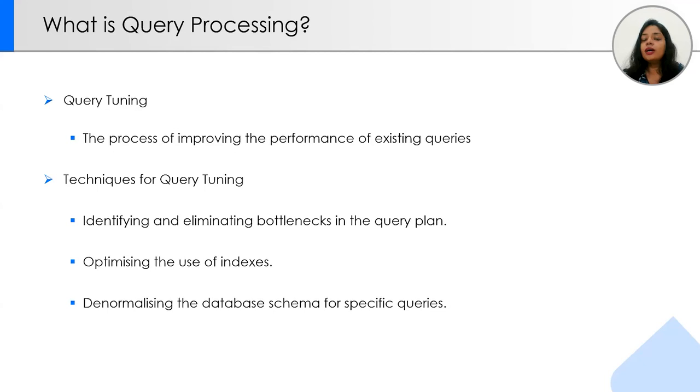Then comes optimizing the use of indexes. If you have proper indexing system, then your optimization will become more efficient. Then comes denormalizing the database schema for specific query. So again, for different queries, we have specific accurate result.